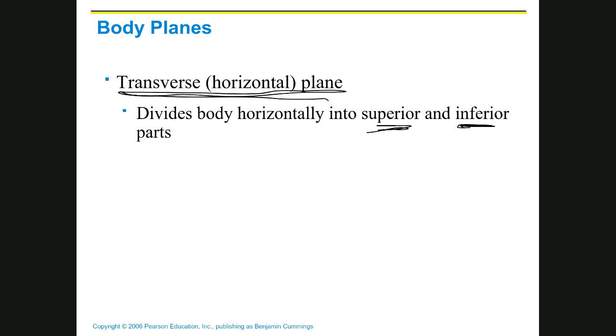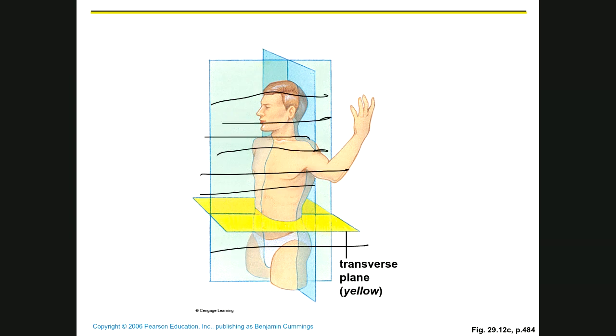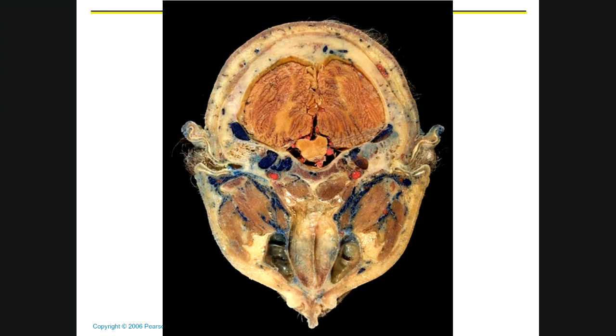So when we look at it, it's this yellow one right here. So look, we wind up with a top portion and we wind up with a bottom portion. And again, you can make thousands and thousands of these. You could cut here, here, here, here, all the way up and all the way down. All of these are transverse sections. So if we did that through all, it would look like this.